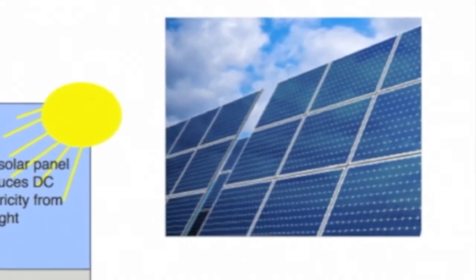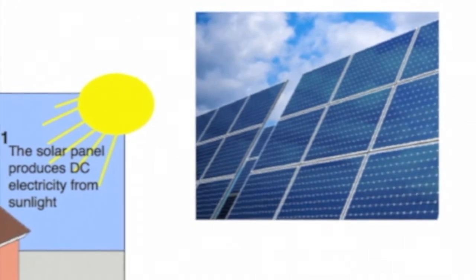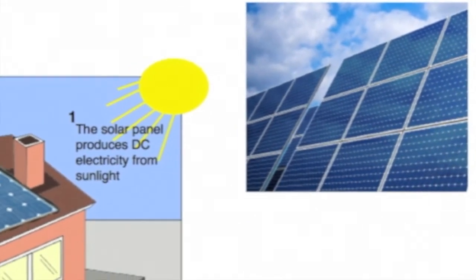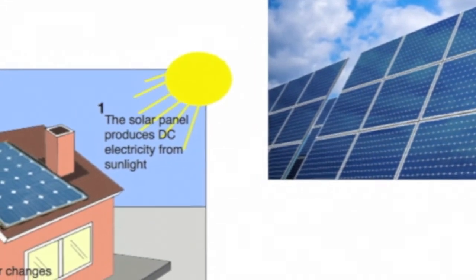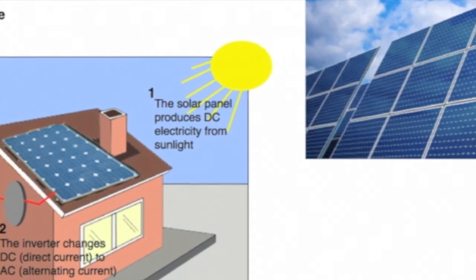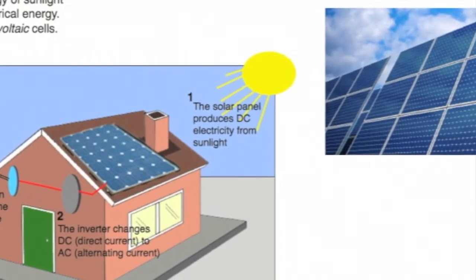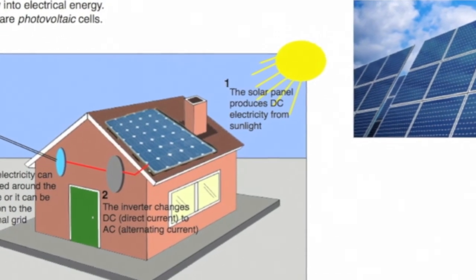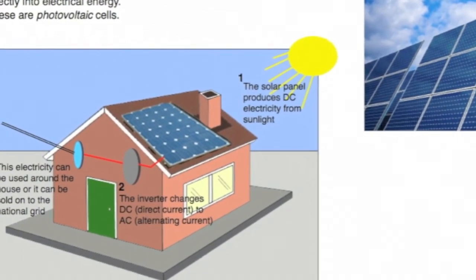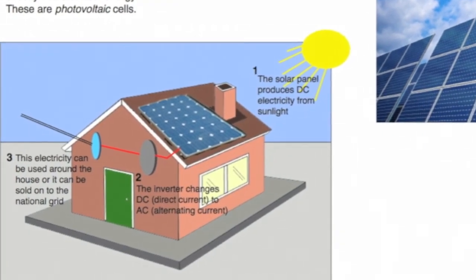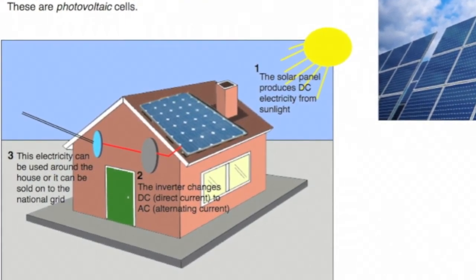They will work in any light, but work best in bright light, particularly sunlight, and therefore best on roofs which face south. The current produced is DC, it's direct current flowing in one direction. An inverter is used to change that DC into AC, alternating current. That can then be used around the house, or it can be sold on to the national grid.